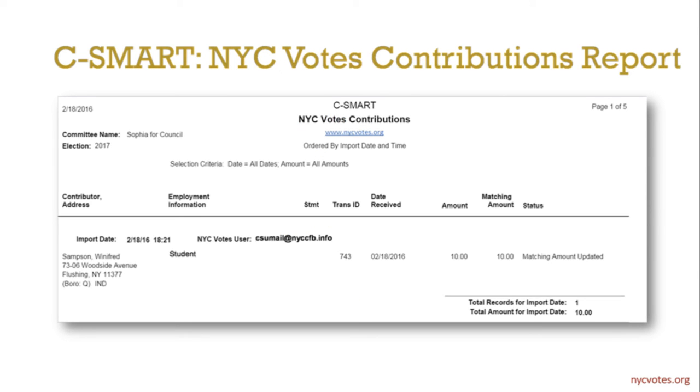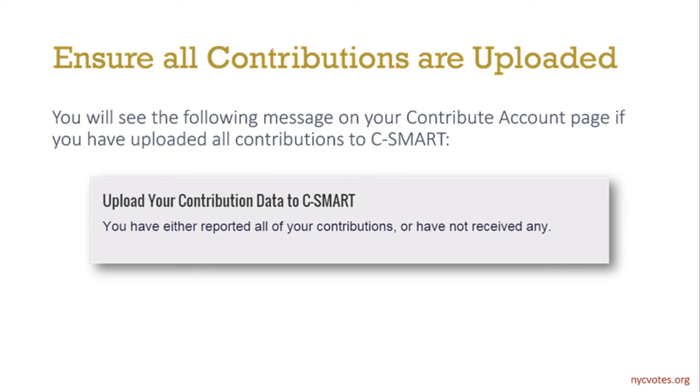After you have claimed contributions for match, if you regenerate the NYC Votes Contributions report, you will see that the matching amount and status fields have been updated. You should review all contributions in the batch to make sure you have claimed all eligible contributions for match. You have now completed all of the necessary processing in CSmart.